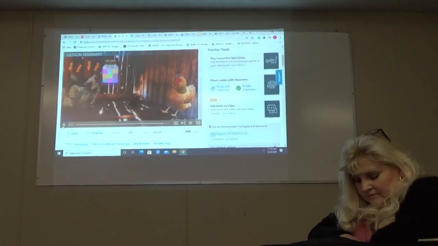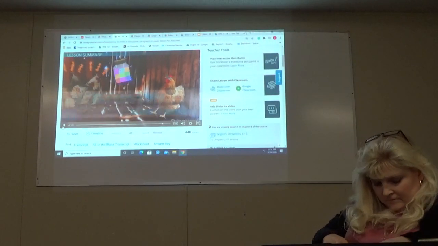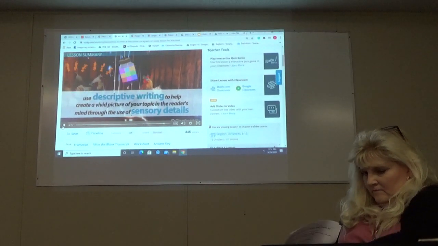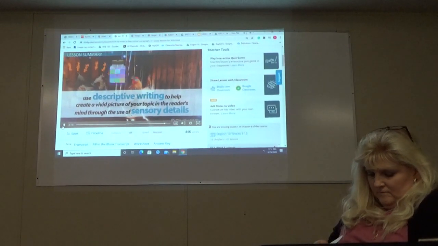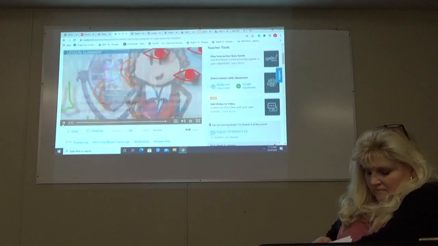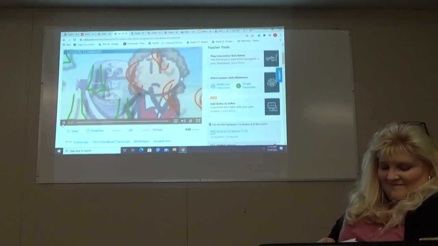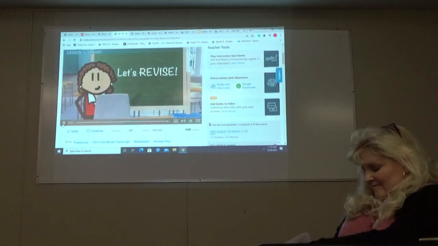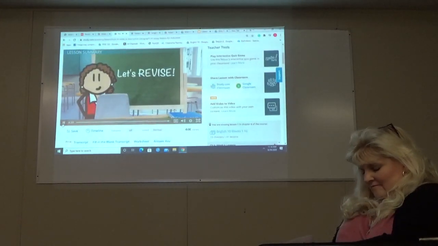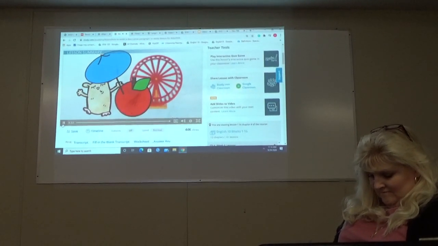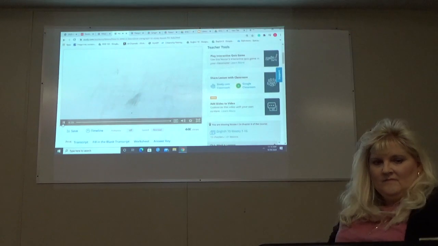When writing a descriptive paragraph or essay, you use descriptive writing to help create a vivid picture of your topic in the reader's mind through the use of sensory details. Before you write, it is important to think about how to describe the topic using your five senses. After writing, you should revise your work and look to add details that help the reader better visualize and relate to your topic.